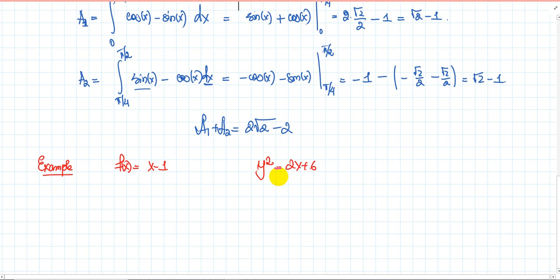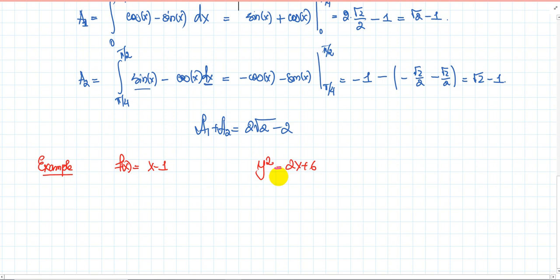Okay. So f(x) is equal to x - 1. And the second one is y squared is equal to 2x + 6. So what do you think? What is the form of this one? This is a parabola, right? But this is not the usual vertical parabola. It doesn't look up or down. It looks to the right. Yes? It looks right. Okay?